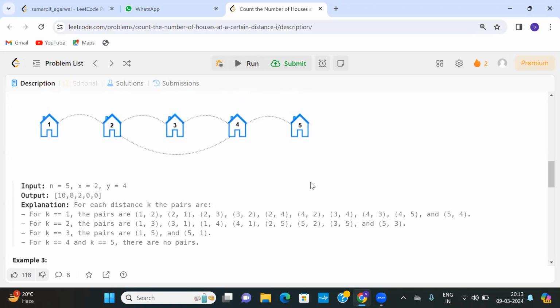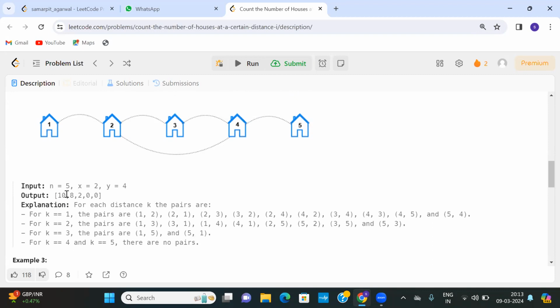Now, what is the distance that we need to take in order to reach 1 to 2? The distance is 1. In order to reach 2 to 3, the distance is 1. So how many pairs are there for which the distance is 1? We need to return that at index 0 of our result.